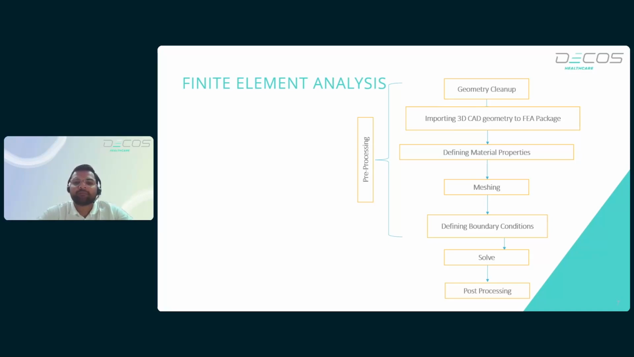Okay, now, after cleaning up the geometry, you import the 3D CAD geometry into a FEA package. Now, an FEA package can be ANSYS, Nastran, Abaqus, SolidWorks, etc. Right? Now, after you import it into the FEA package, you start defining material properties. We define the material along with the material properties. These material properties depend on what particular type of analysis you're doing. If it is static structural, you need to define modulus of elasticity, density, yield strength, etc. Okay, so on and so forth for other analyses.